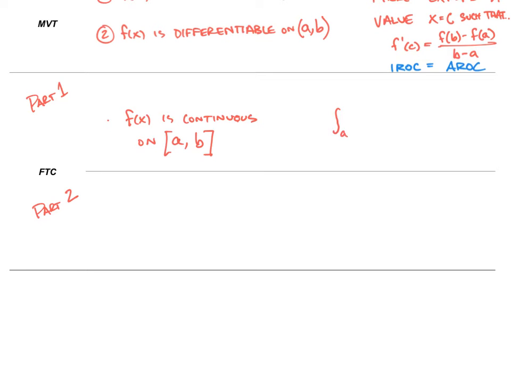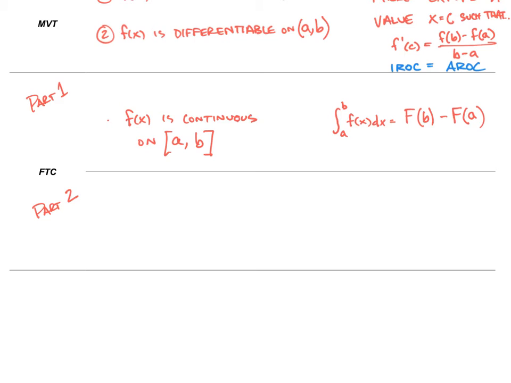So if we want to evaluate the definite integral from a to b of little f of x dx, we simply find the antiderivative big F, we plug in b, we plug in a, and we subtract that quantity. Remember, a definite integral is a number. An antiderivative is a function.